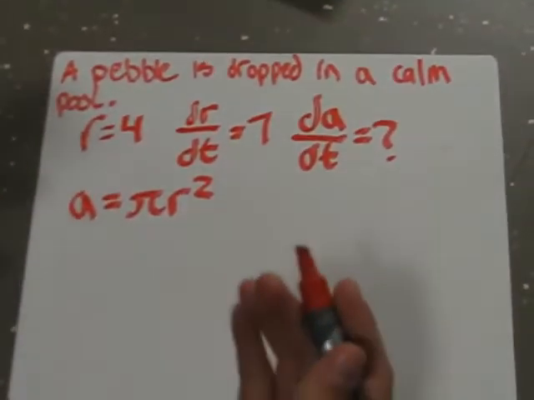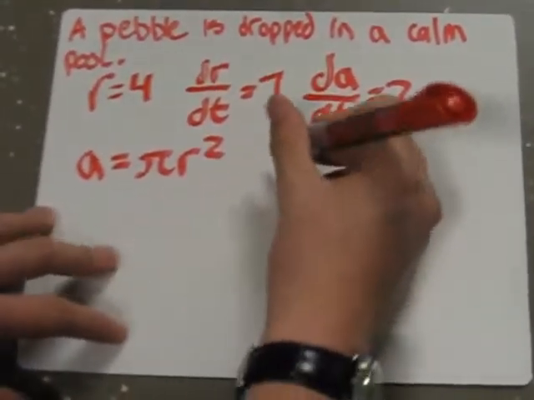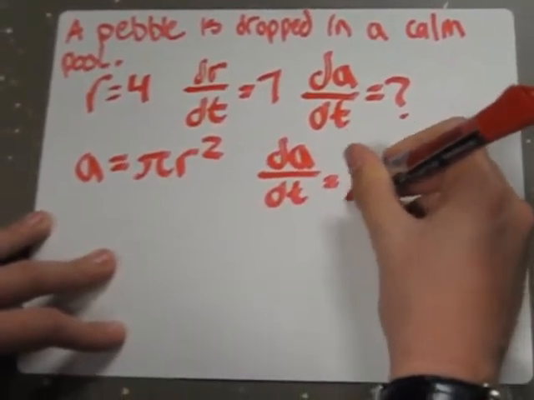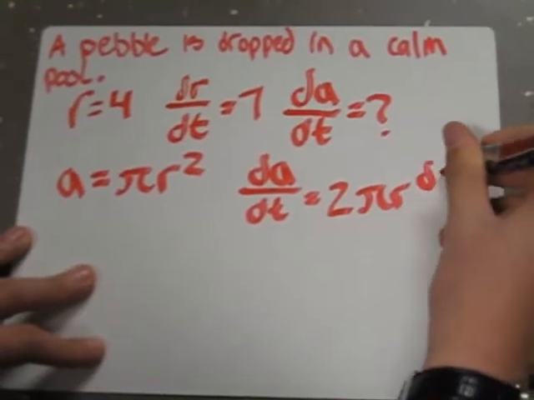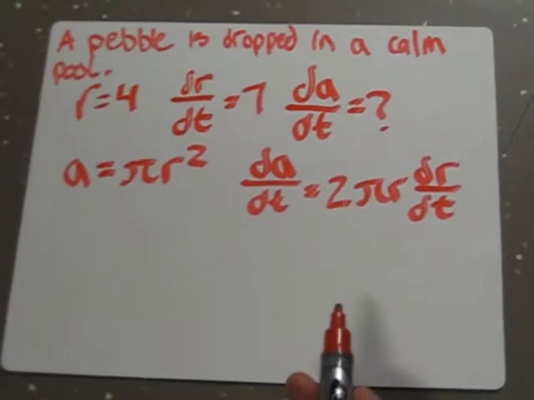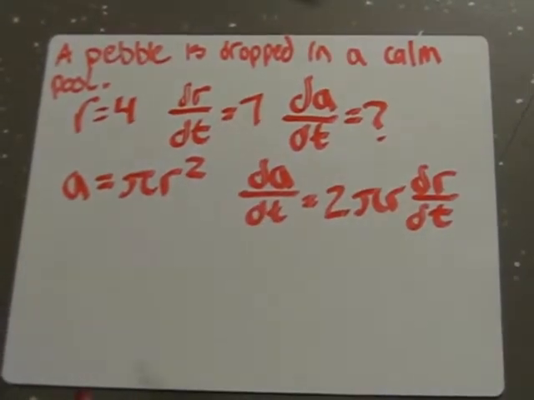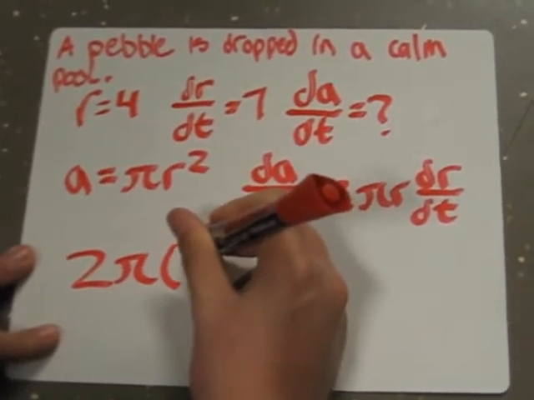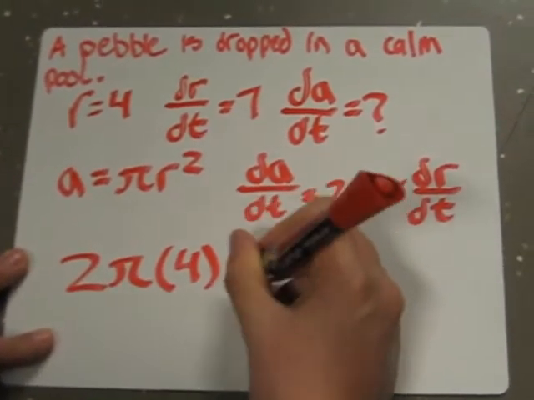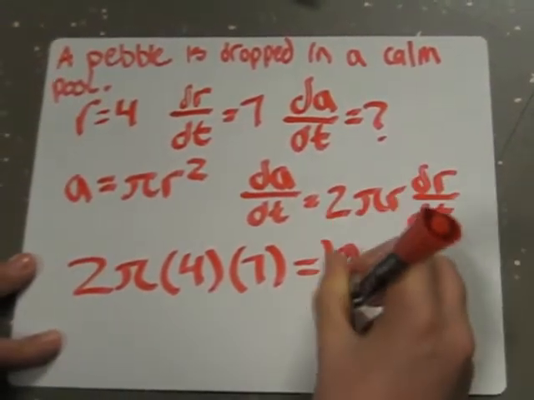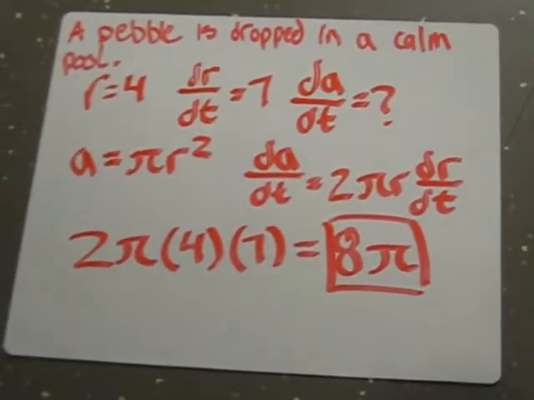The next step is to derive this function to get dA over dt. You get dA over dt is equal to 2 pi r dr over dt. The last step here is to plug in everything, because the only thing that you don't know is dA over dt. 2 pi, plug in that 4, plug in the 1, and you're left with 8 pi. Simple as that.